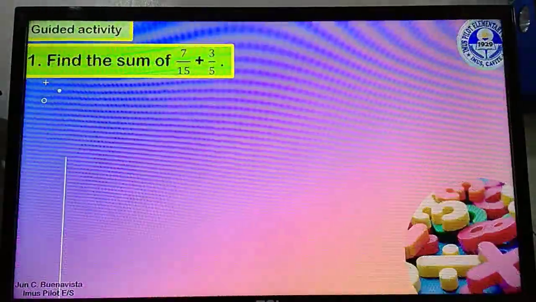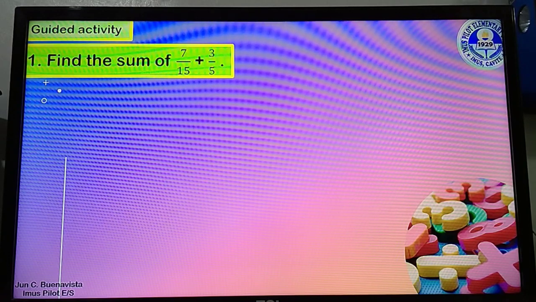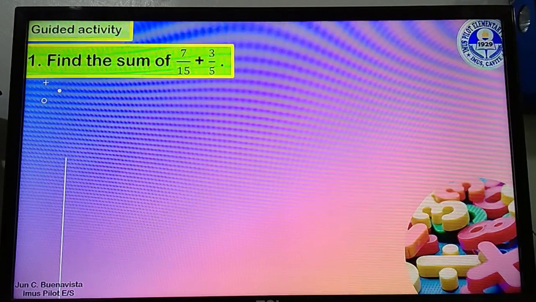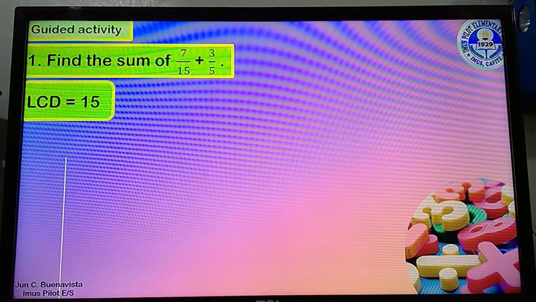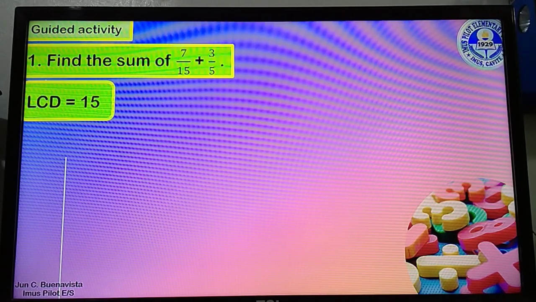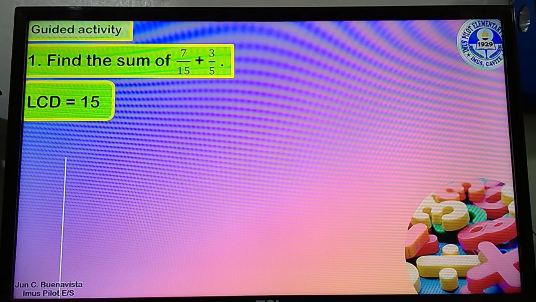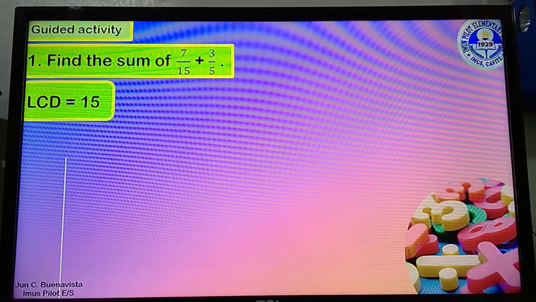Okay, tingin na mabuti. So we have, find the sum of 7/15 plus 3/5. Okay, our fraction is dissimilar form. So we're going to find the LCD. So ang LCD nila is 15. Okay, paano kinuha si 15? 15 divided by 5 is 3. Then 5 divided by 5, 1. So 1 times 3, 5 times 3, 15. So, therefore, our LCD is 15.